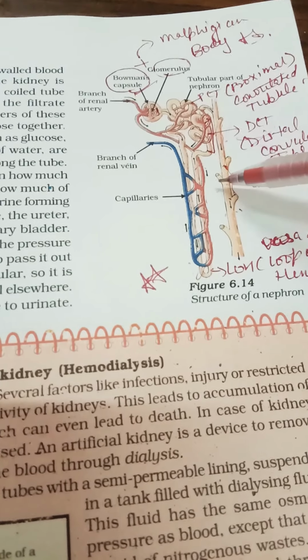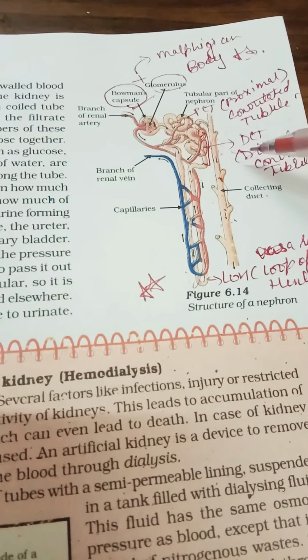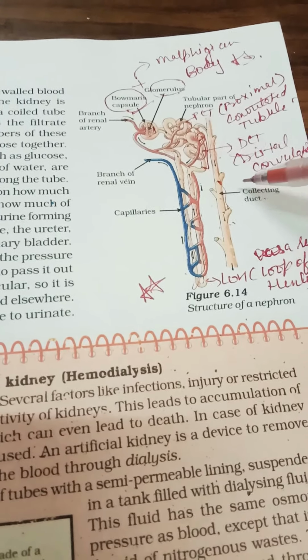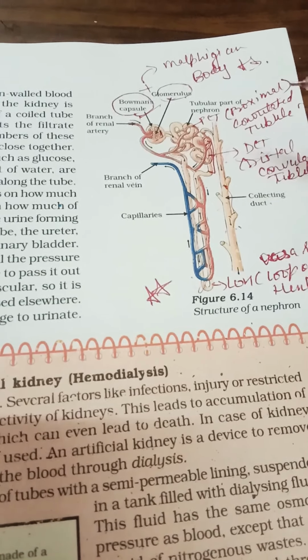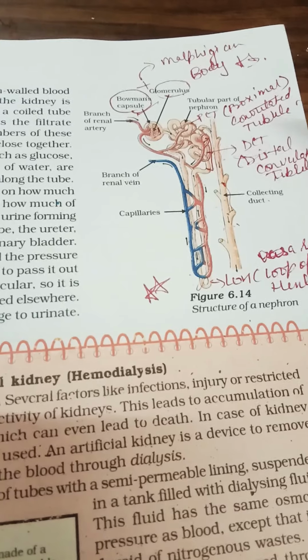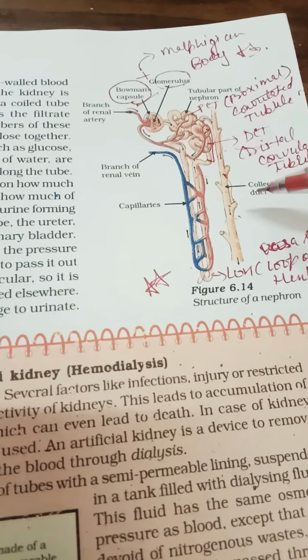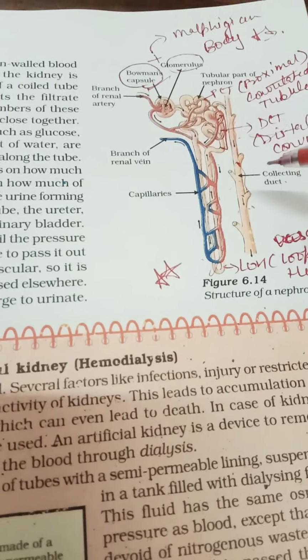Generally, if we talk about how much filtrate is formed, that is 180 liters, but maximum water is reabsorbed and only 1 to 1.5 liters comes out of our body as urine. Okay, so that much ability our excretory system has.